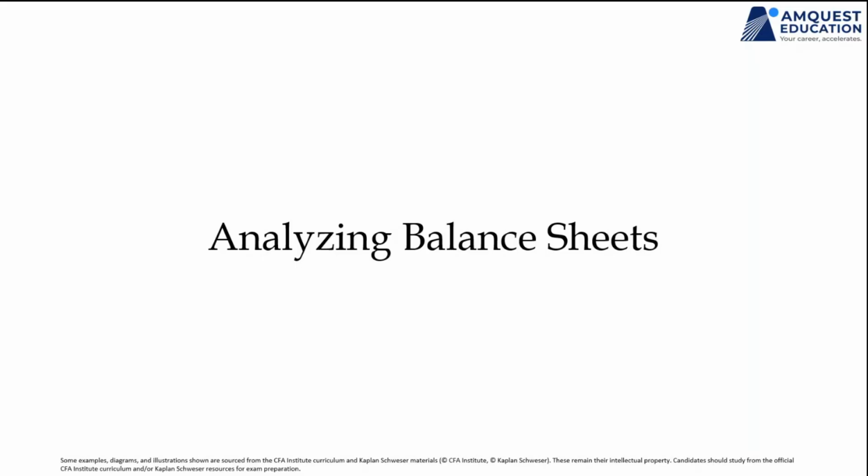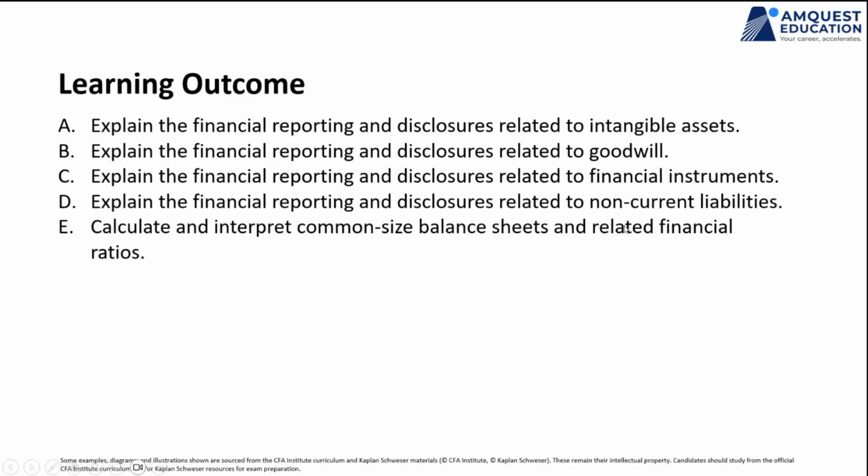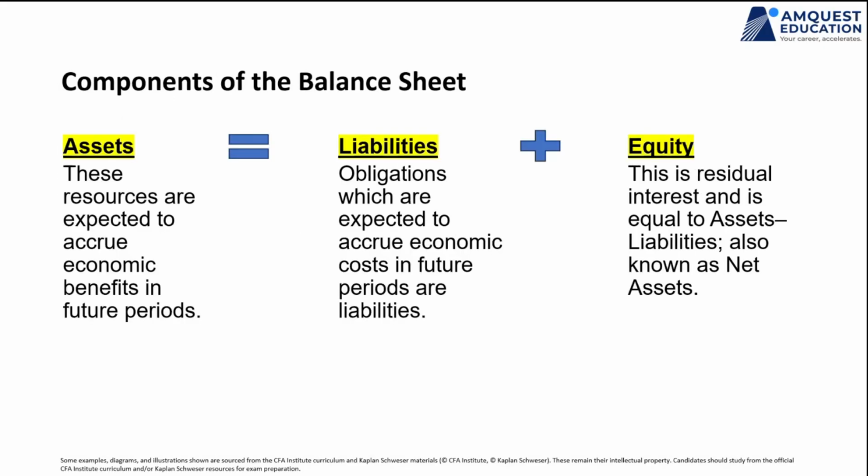Okay, now let's talk about what a balance sheet is and what it looks like. What does a balance sheet represent from a business standpoint or from a company's standpoint? From a company standpoint, a balance sheet is nothing but the reflection of a company's assets and liabilities, right? So we need to understand what these assets are and what the different types of liabilities are. In a balance sheet, we typically find three components: assets, liabilities, and equity. Assets are all the resources which are expected to accrue economic benefit in future periods.